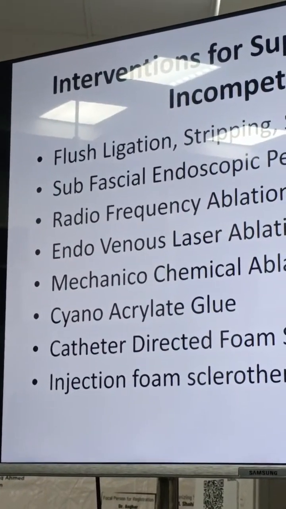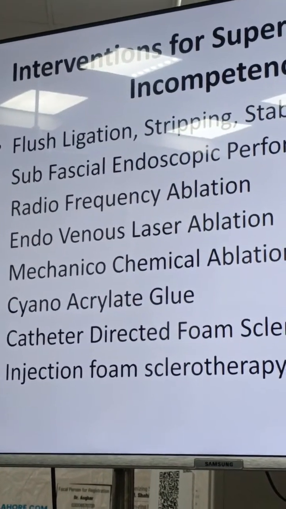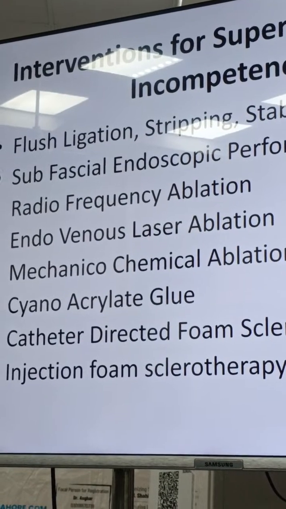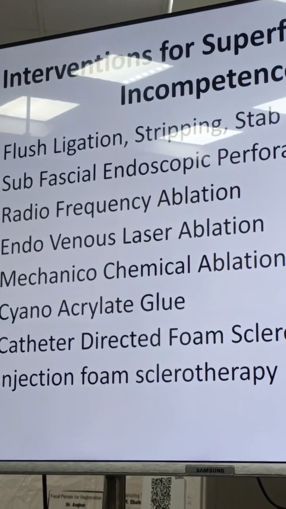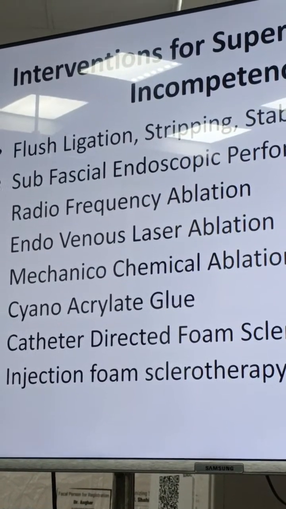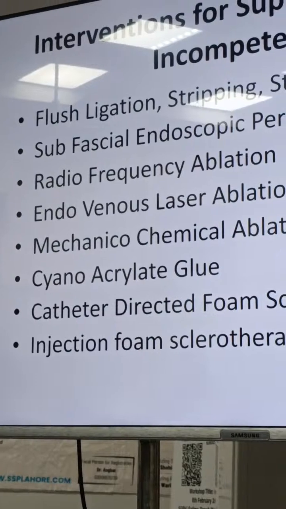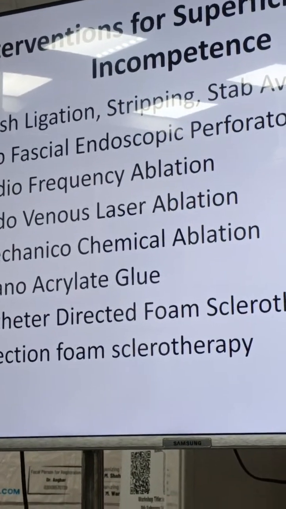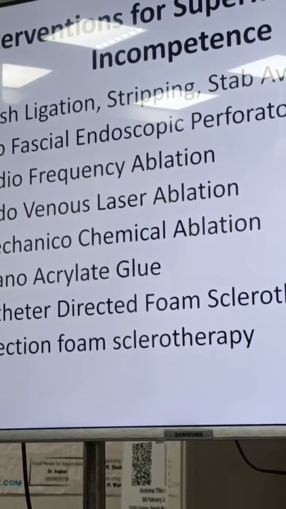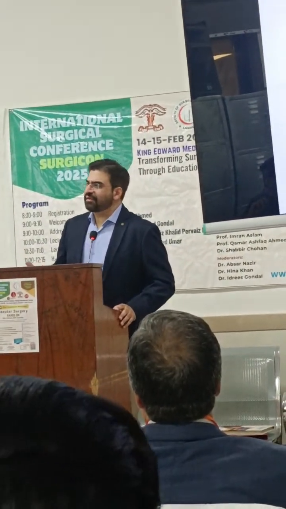And mechanochemical ablation and cyanoacrylate glue, both of these options are non-thermal ablation. They also ablate the vein and destroy it permanently, but they do not use heat. And then there are catheter-directed foam sclerotherapy and injection foam sclerotherapy. These are basically chemical ablation of your veins, in which you select an irritant to the varicose vein endothelium. In Pakistan, we commonly use sodium tetradecyl sulfate, which is a detergent.